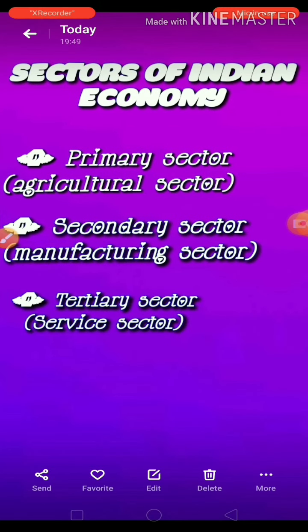The very first sector is the primary sector or the agricultural sector. The second sector is known as the manufacturing sector, or secondary sector, or industrial sector, and the third sector is the tertiary sector, also known as the service sector. The growth of the service sector happens only because there has been growth of the primary and secondary sectors, and you need to support the primary and secondary sectors.